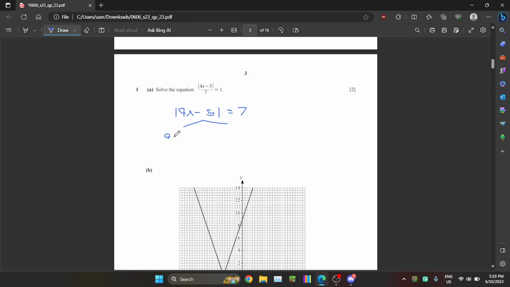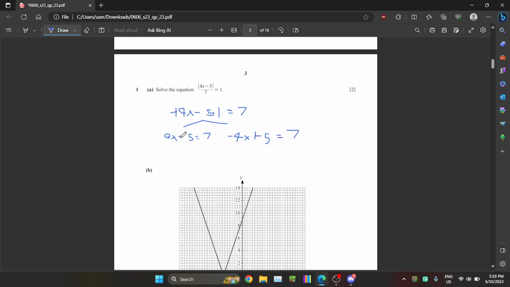So 4x minus 5, I'm doing this on mouse, equals 7, and we're going to do a negative version of this on the other side. So that means negative 4x plus 5 equals 7. And now, you just got to solve this.